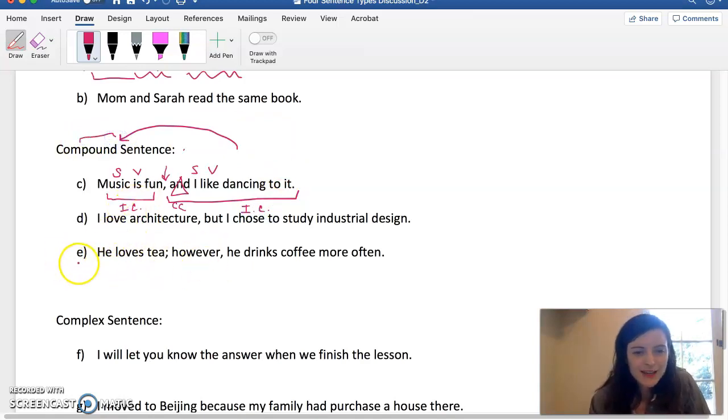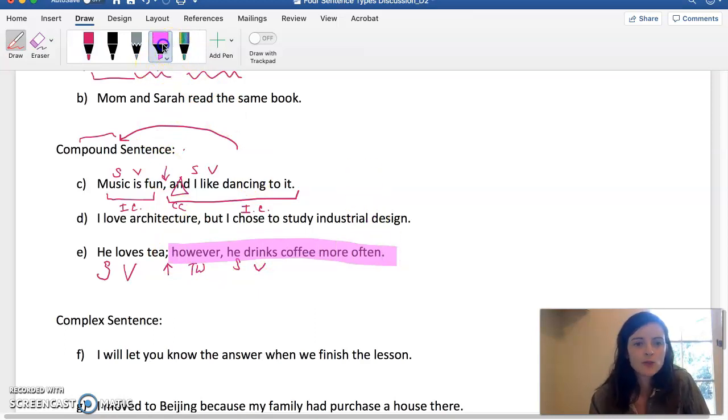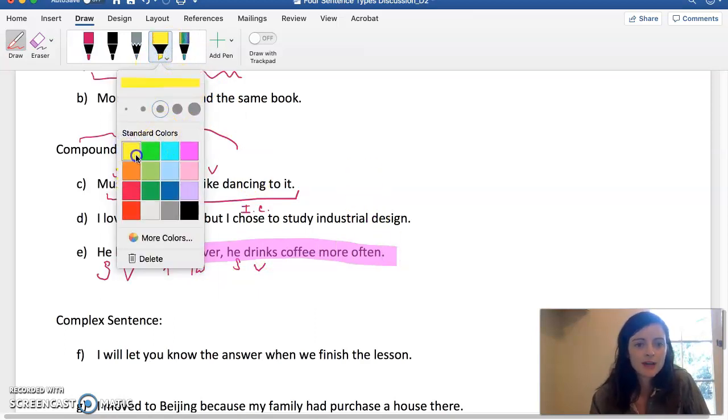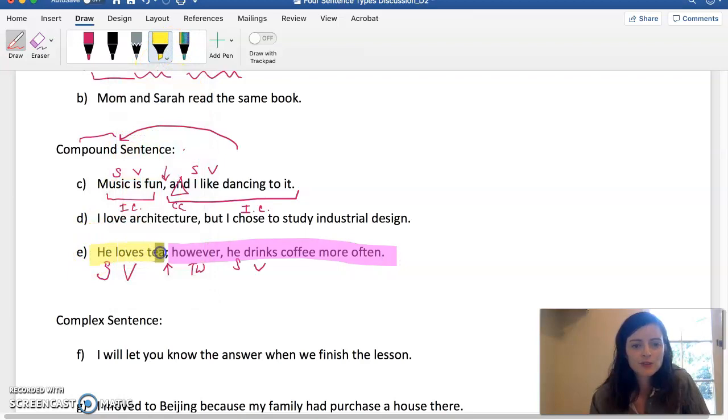Let's look at letter E. It says, he loves tea. So we've got my subject and a verb, semicolon, transition word, comma, subject, verb, and yep, we got two independent clauses. Our second one starts with however and ends with often, and our first one starts with he and ends with tea. So again, you've got two compound sentences.